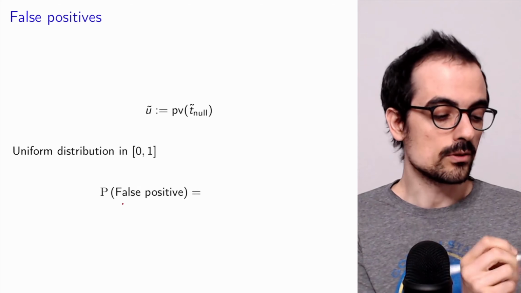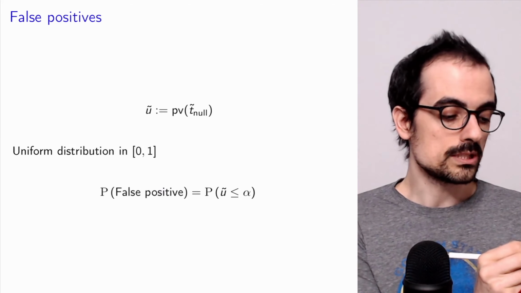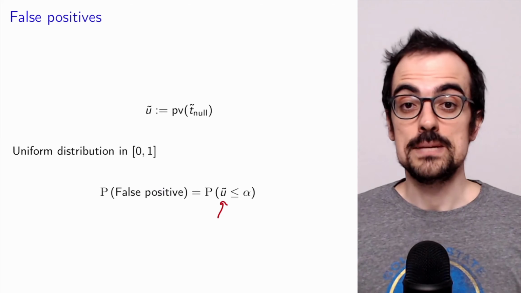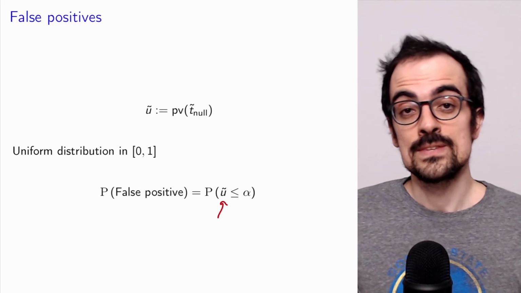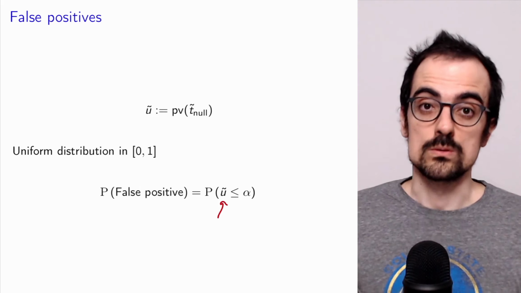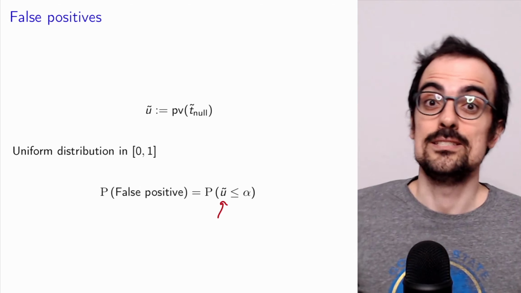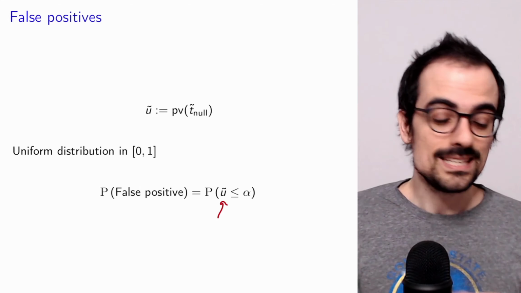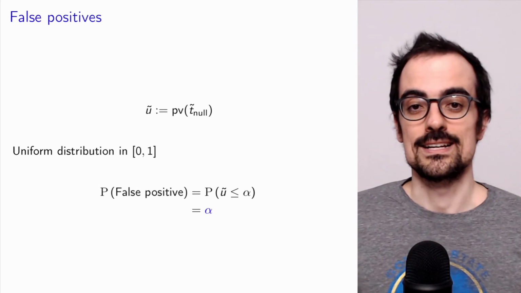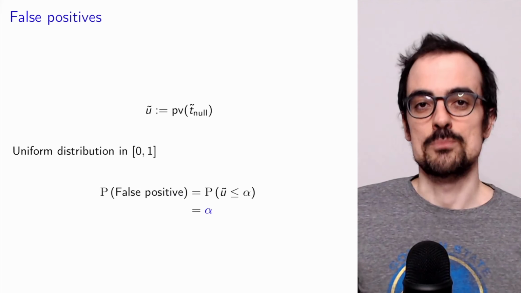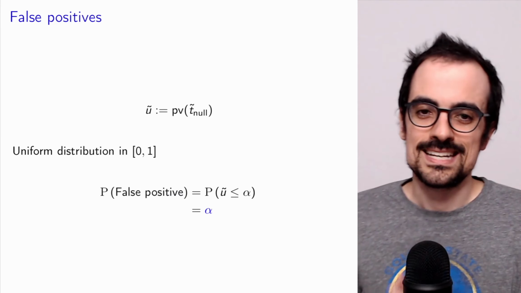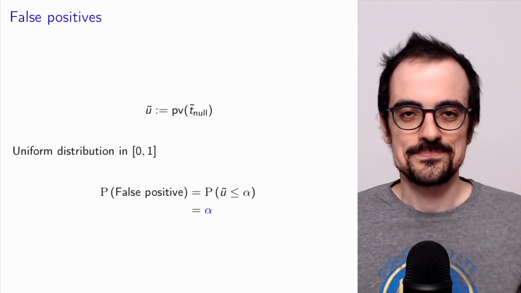When do we incur a false positive? We incur a false positive when the p-value is below the significance threshold if the null hypothesis holds. But what is the distribution of the p-value under the null hypothesis? It's uniform. So that probability is exactly equal to alpha. This guarantees that the probability that we incur a false positive is actually alpha.